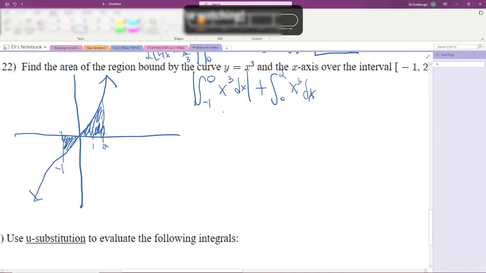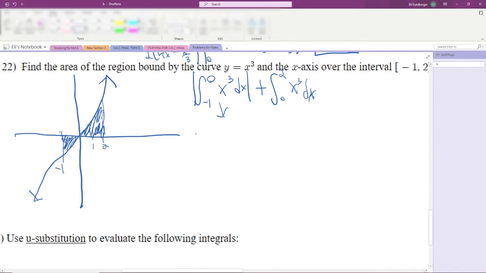But if we solve this first one, we'll have x to the 4th over 4 from -1 to 0. So f of 0 is going to be 0. F of -1 is going to be 1/4. So really this could be -1/4, but the absolute value makes that 1/4. Then for this one, we'll have x to the 4th over 4 from 0 to 2.